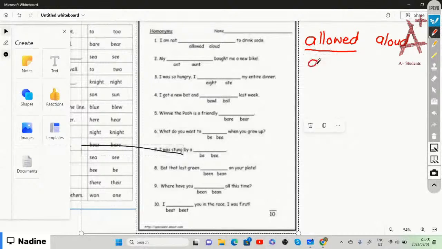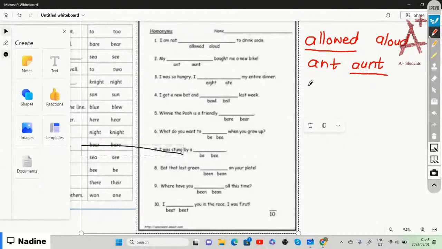Then we have my aunt. My aunt bought me a new bike. We need to choose between aunt or ant. That basically matches that sentence, my aunt. So we're going to choose the second option, which is my aunt, AUNT, right? It refers to my aunt, which is either the sibling of my parent, an older person that we look up to also, or the wife of our uncle.